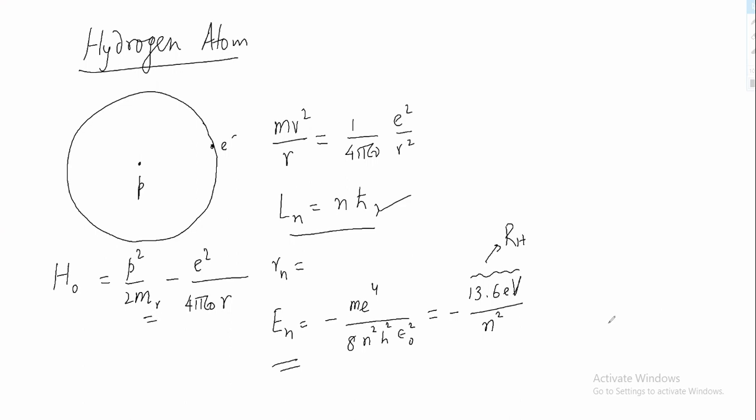What is this m r? Reduced mass of proton and electron. Why do we consider reduced mass? Sir, to make it a one body problem. To make it a one body problem. How did we do that?